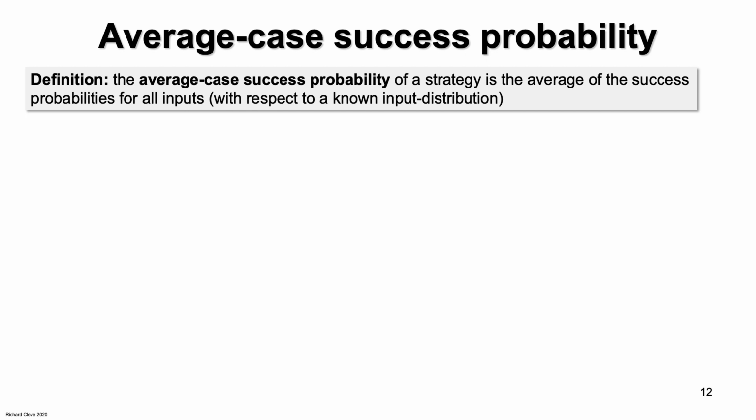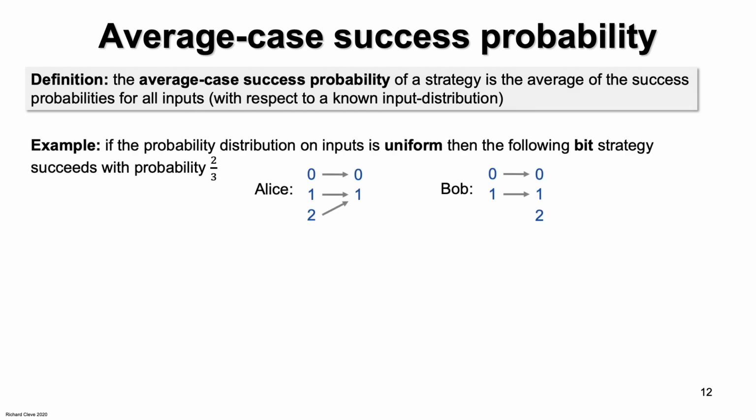Here's a simple bit strategy. Alice receives her trit, and she encodes 0 as 0, 1 as 1, and 2 also as 1. Then Bob decodes 0 to 0 and 1 to 1. This obviously succeeds for inputs 0 and 1, but fails miserably for input 2.